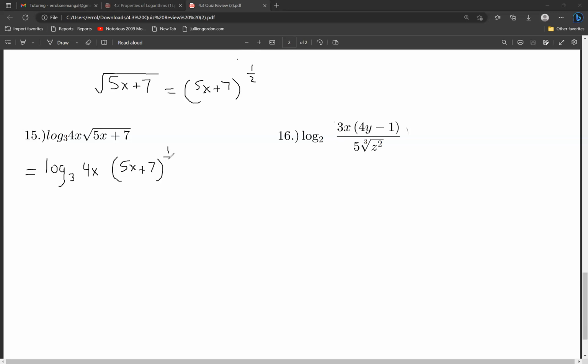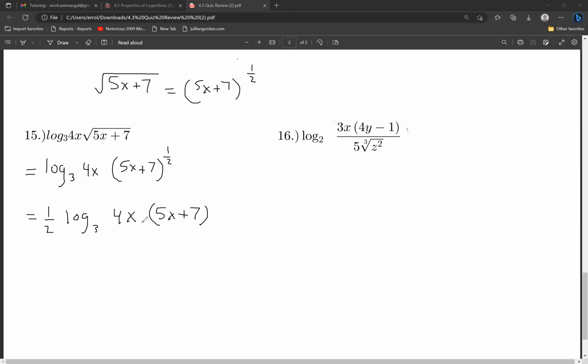What can we do now? That's the same thing, right? So now what? Okay, we can put the half in the front. So a half log 3, 4x. I think we can multiply these two now, 5x plus 7 and that. Actually, let me think about it. Not multiply them, but break those two out. You know what I mean?